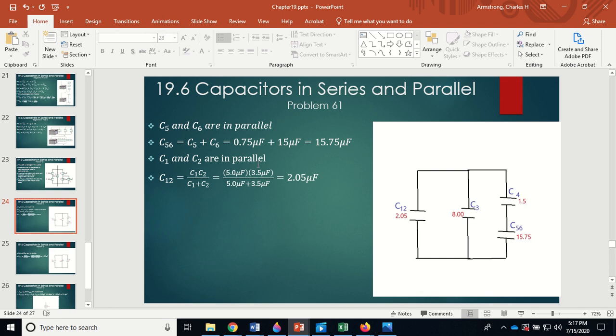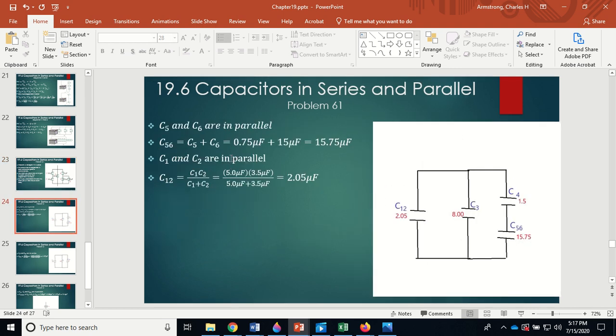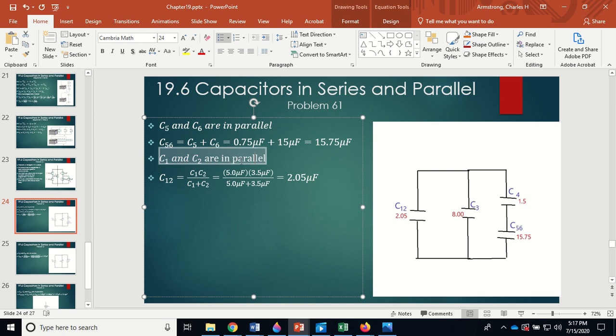Now, C1 and C2 are in series. Shoot, these two are in series. When you do this, just cross it out. They're in series. Okay, you're going to read parallel there.